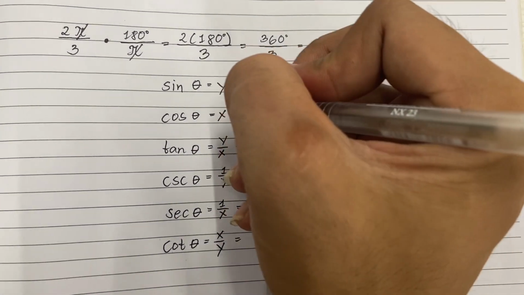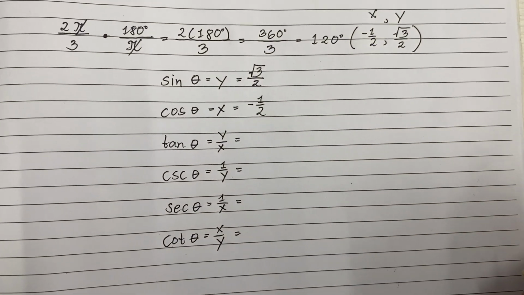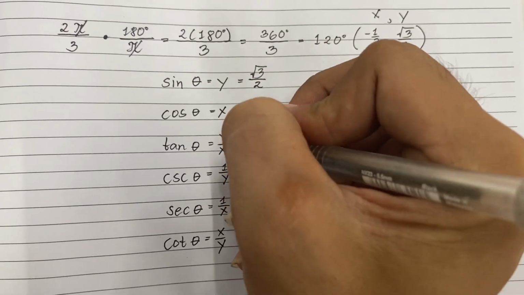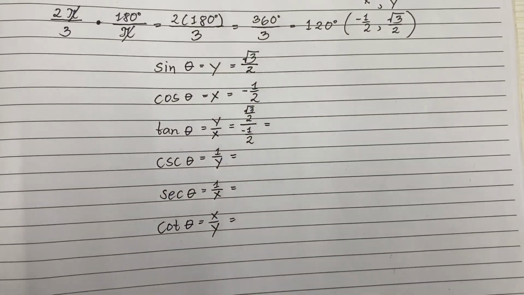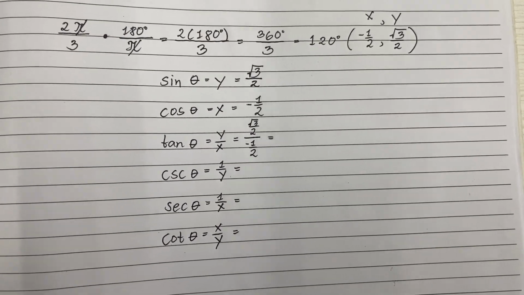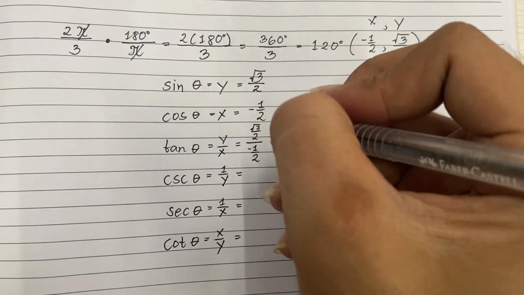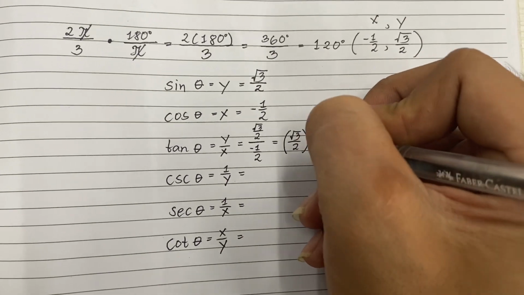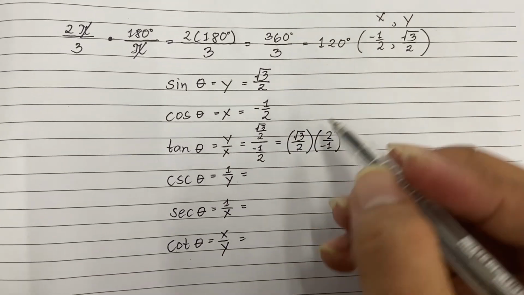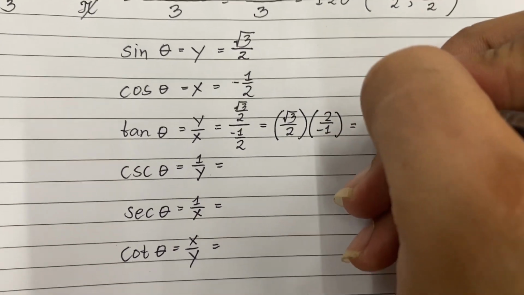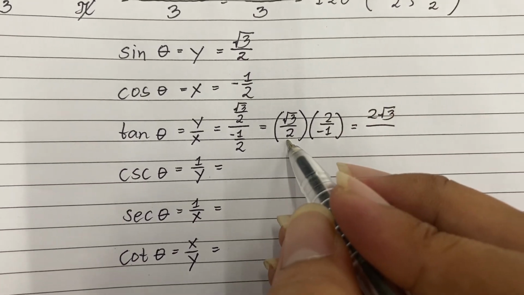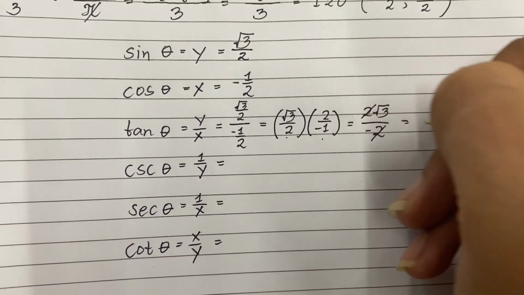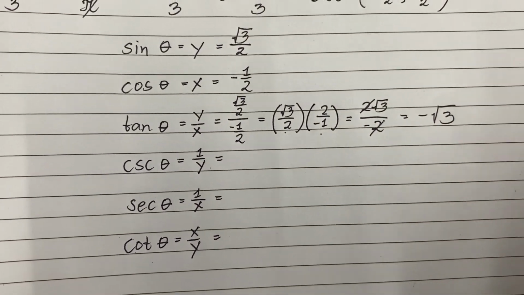That's correct. Let's proceed to cosine theta equals x. x is equal to negative 1/2. Next, we have tangent theta, y over x. So square root of 3 over 2 over negative 1/2. Now let's divide the fractions. Write first the numerator, which is square root of 3 over 2. Then multiply by the reciprocal of the denominator. We have 2 over negative 1. Square root of 3 times 2 is 2 square root of 3, over 2 times negative 1 is negative 2. We can cancel 2. The answer is negative square root of 3.